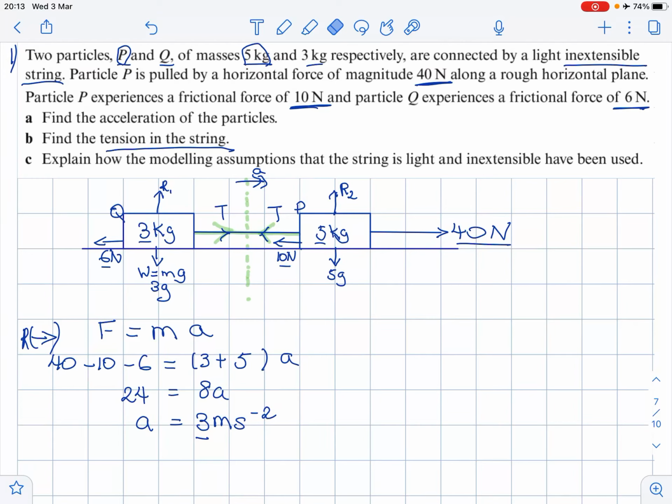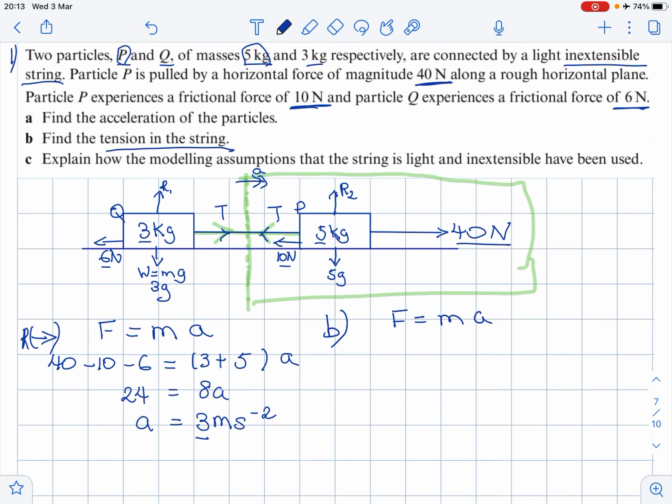In part B, we're asked to find the tension in the string. So how I consider this, you can consider as two separate diagrams. You could either consider particle P. So let's try particle P. I want to find the tension in the string. So again, we're still going to use F equals ma.